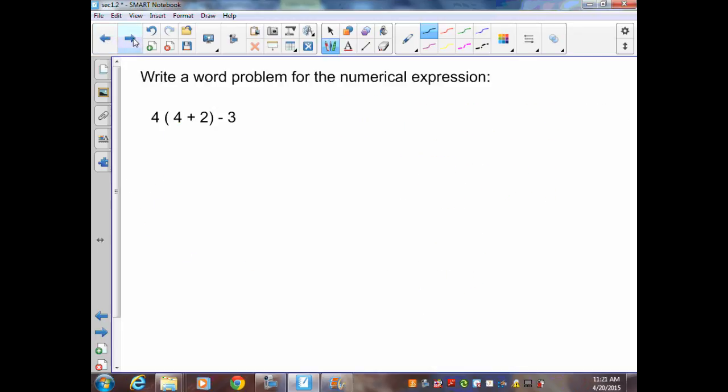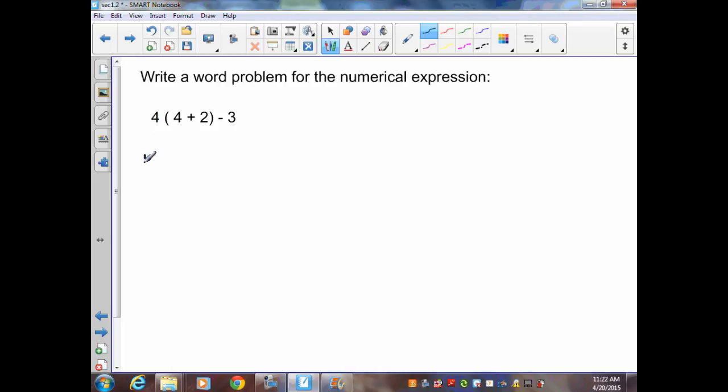And finally, my last problem is I want to write a word problem for the numerical expression. Basically, I just want to make this up. And I can see this expression as 4 times the quantity of 4 plus 2 minus 3. And I just want to make up any type of story that could make this fit. Therefore, I could assume this type of situation.